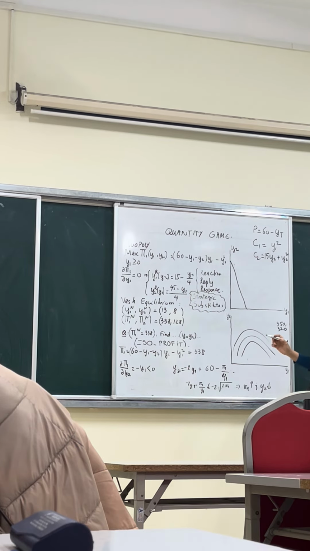Later on, you are going to see the case where the reaction function is positively sloped. It's not negative this way. In that case, we are going to say it is strategic complement. It means high, high, low, low. You are high, I set it high. You are low, I set it low. In this case, you set it high, I set it low.